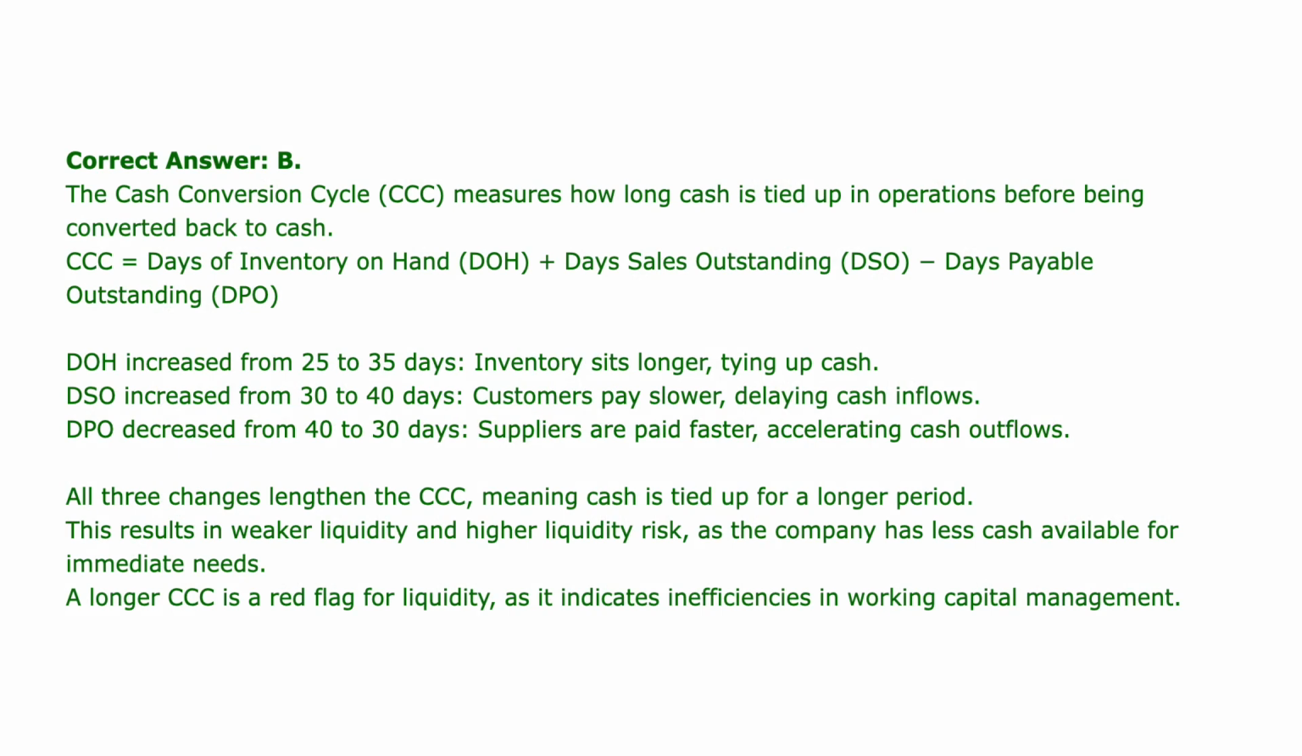All three changes, higher DOH, inventory, higher DSO, receivables, and lower DPO, payables, mathematically lengthen the cash conversion cycle. A longer cycle means cash is tied up longer in operations, which directly increases the firm's reliance on external financing and signals weaker liquidity.